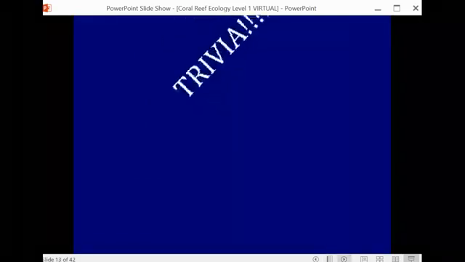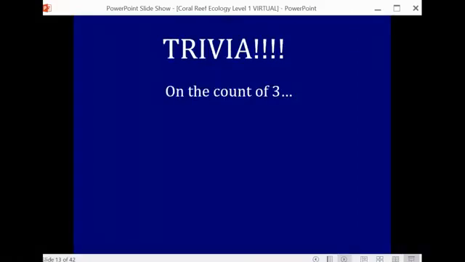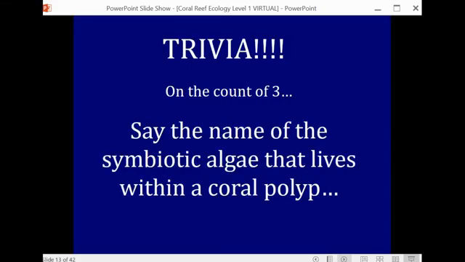Okay, here we go. This one's a little bit different because no matter where you are, whether you are here in the Keys or somewhere else in Florida or the country, or maybe even out of the country, I don't know, we're all going to say, on the count of three, wait till I say three, loud and proud, the name of the symbiotic algae that lives within a coral polyp. If you can say it now, you can say it whenever, and impress all of your friends, just yell this word out. Everyone will think that you're the smartest person in the universe. Okay, here we go. Is everyone ready?